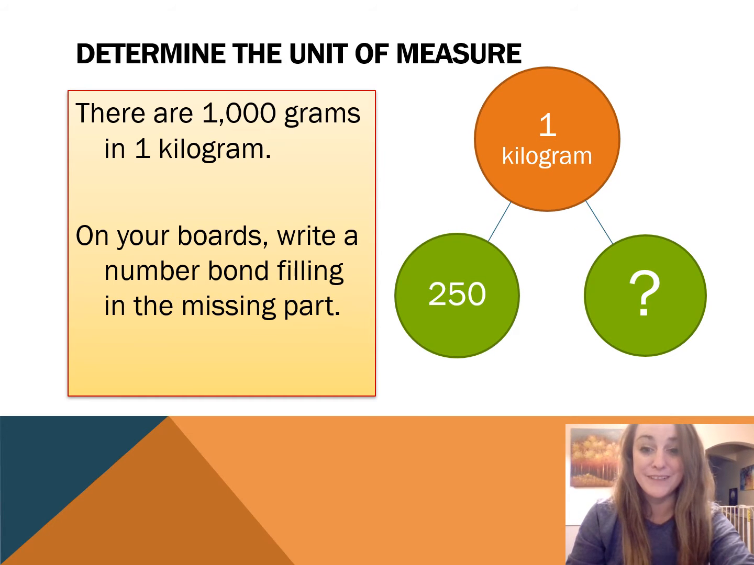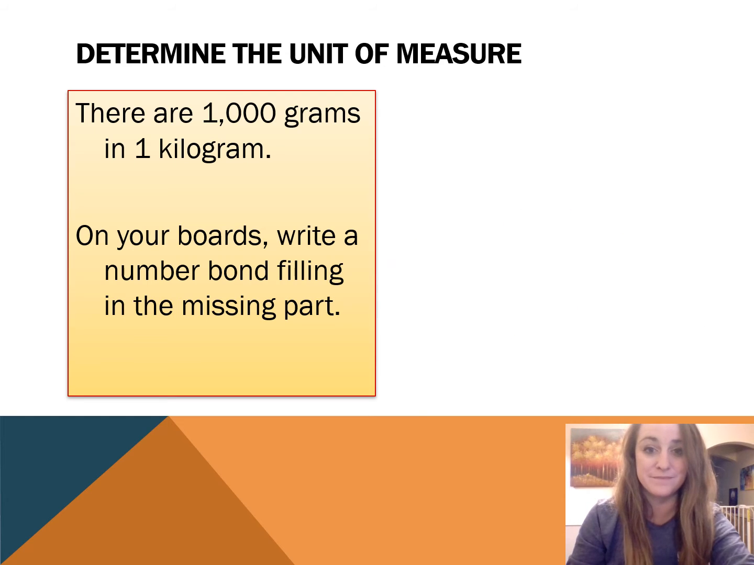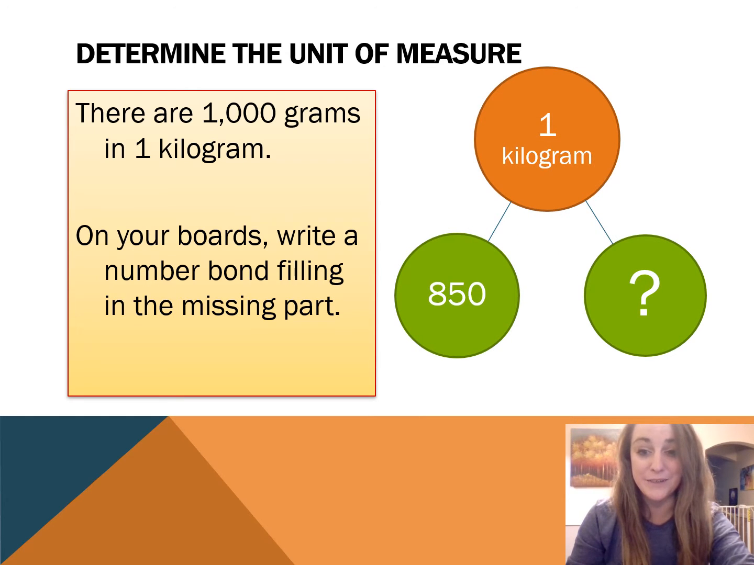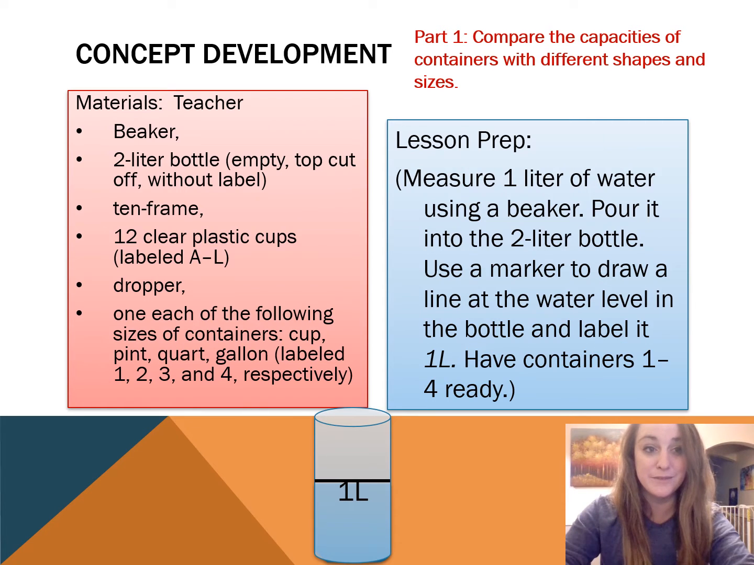Let's do it again. 1 kilogram is the whole. 250 is our known part. What would be our missing part? 750. That's correct. 750 plus 250 will equal 1,000, which is the same as 1 kilogram. 1 kilogram is our whole. 850 is our known part. What's our missing part? 150.